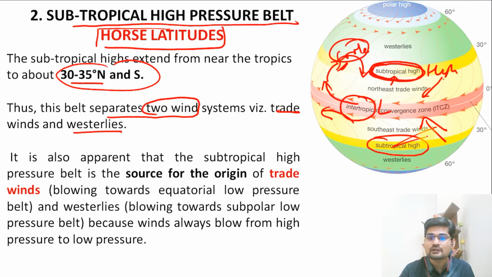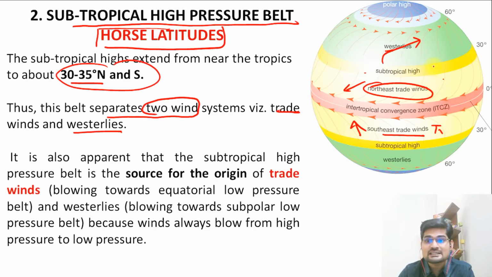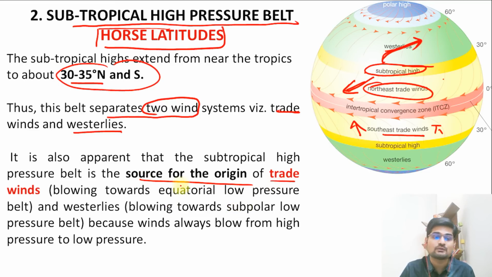Now remember, if you look at this particular image, the direction of these winds shows the trade winds: the southeast trade winds and northeast trade winds, but on the opposite side the direction is reversed. This particular zone is the source point or origin point, that is the high pressure belt. So the winds go in opposite directions from this particular belt. This is also known as the source or origin of the trade winds, and they are the source of the westerlies as well. That is important to remember.